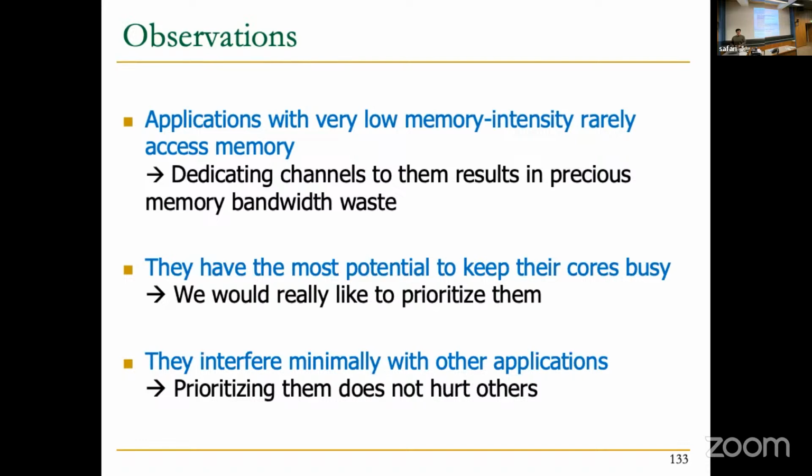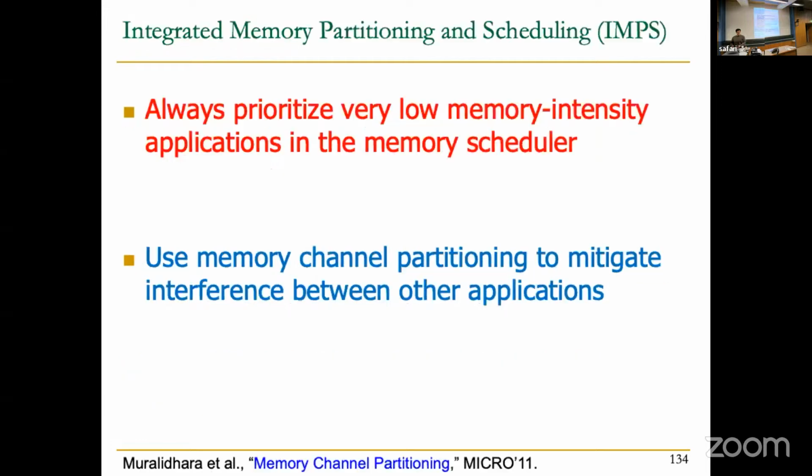So if you do that, the channel where the blue application's requests are scheduled is basically not utilized almost all of the time. So you don't want to do that. But you want to prioritize them also. And they don't really interfere with other applications because they're very low memory intensity. So you always prioritize the low intensity applications in the memory scheduler. And you partition workloads that can interfere with each other across channels.